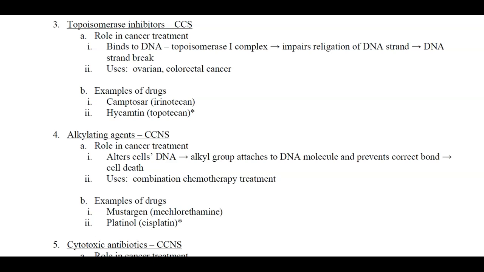Topoisomerase inhibitor is another cell cycle specific anti-neoplastic agent. The way it works is by binding to the DNA and the topoisomerase 1 complex, and then it impairs the religation or reattachment of the DNA strand, therefore causing the DNA strand to break. The common use for this class or type of anti-neoplastic agents is ovarian cancers and colorectal cancers. An example of a drug under this class is topotecan or Hycamtin.